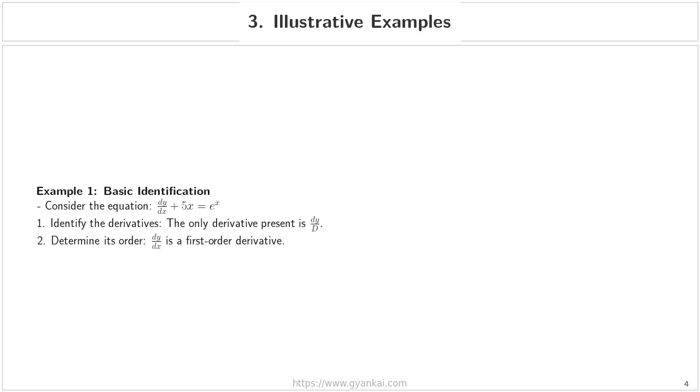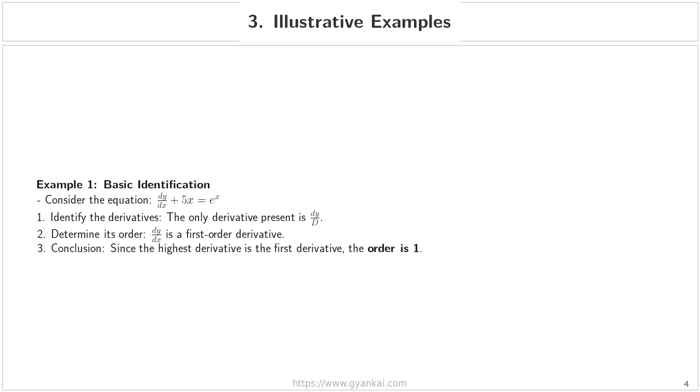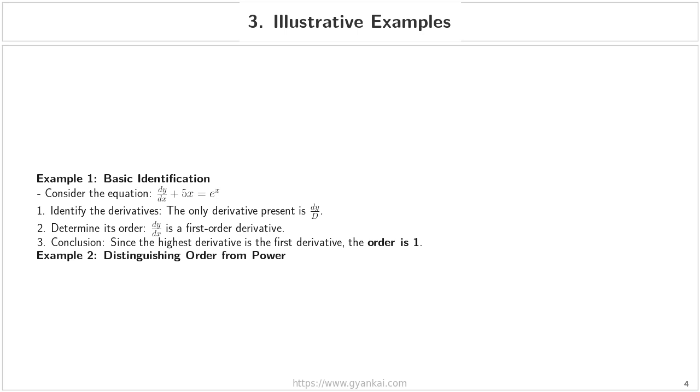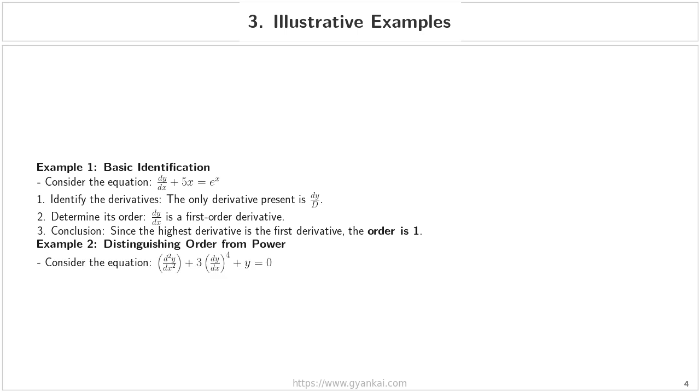Next, we determine its order, and since this is a single differentiation, it is a first-order derivative. Therefore, our conclusion is that, because the highest derivative present is the first derivative, the order of this equation is 1. Moving on to example 2, this one is a bit more complex, because it tests your ability to distinguish between order and power. Look at this equation.